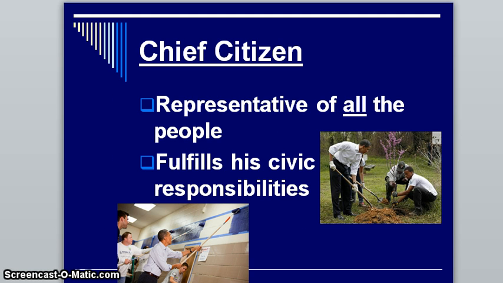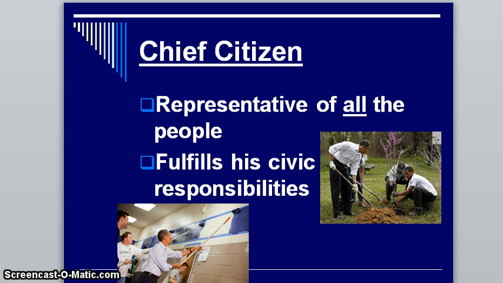And the last role is what we call chief citizen. Chief citizen is a role where the president is more of a role model for our country. He is a symbol of our nation, but he's kind of representing our country. And we've seen this a lot in more recent presidents. They've taken on a lot of humanitarian aspects.